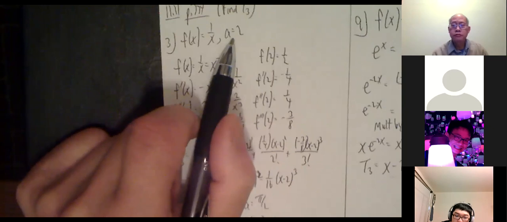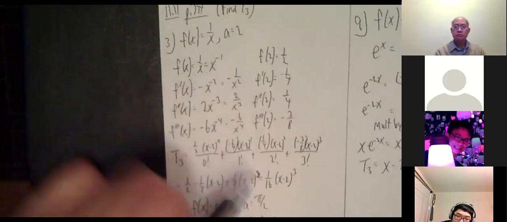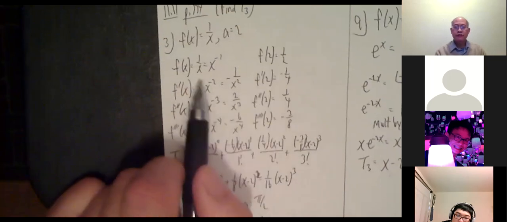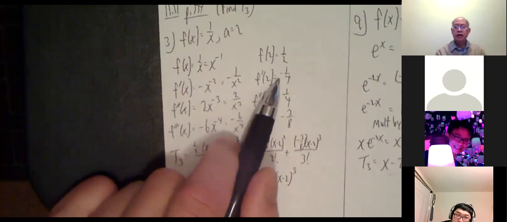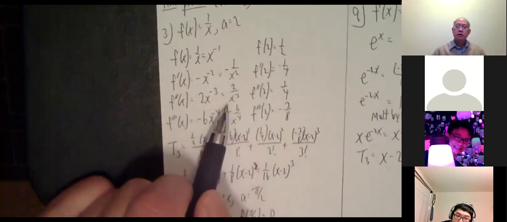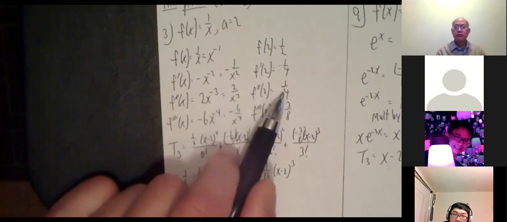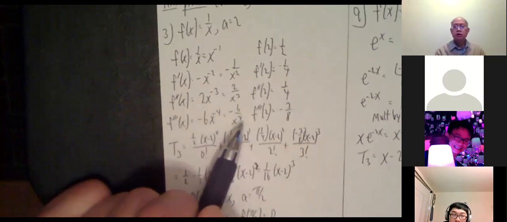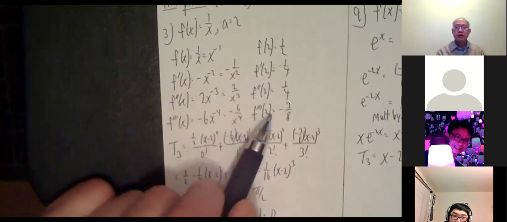Now I plug in 2 everywhere. Wherever you're centered, that's what you plug in. So f of 2 is 1/2. f prime of 2, put a 2 here, negative 1/4. f double prime of 2, put a 2 here, 2 over 8, 1/4. Triple prime, put a 2 here, negative 6 over 16, negative 3/8.